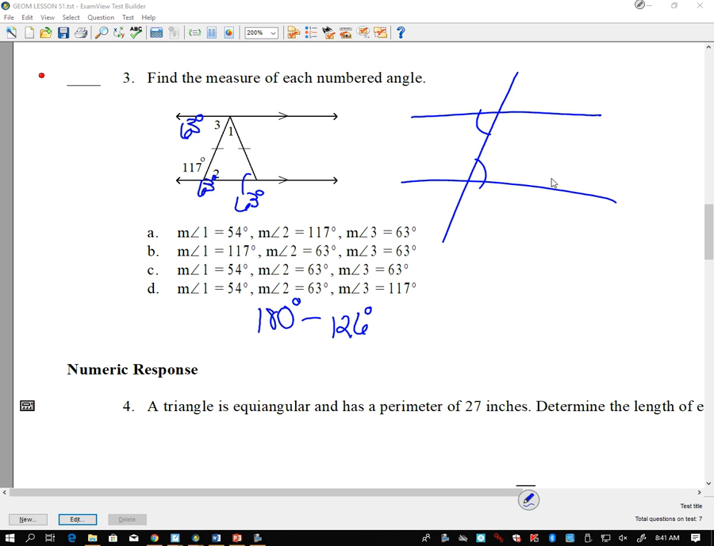180 degrees minus 126, right? Because there's only 180 degrees in this triangle. I know that there's 126 already spoken for. So what's 180 minus 126? 54 degrees.